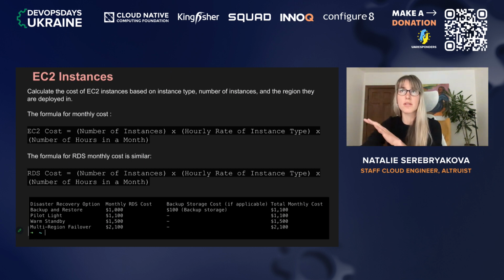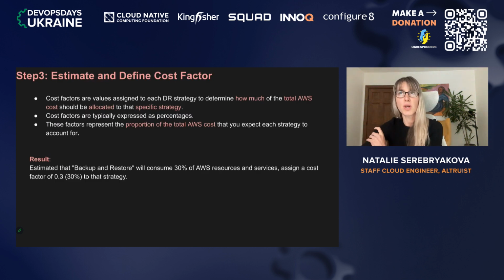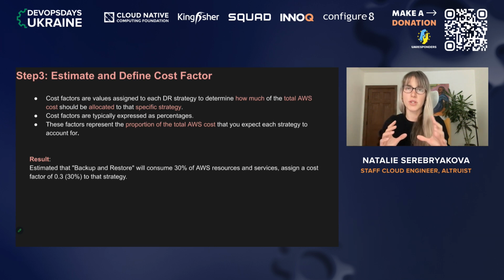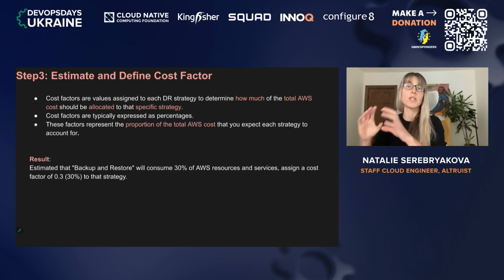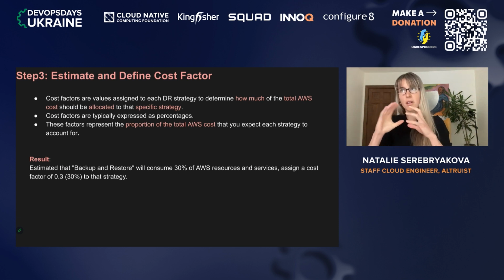Except for how much it costs, there is also something called cost factor. So cost factor is a helpful formula that helps us to allocate resources for our specific strategy. We use percentage for that, which, as I said, should not be a precise number, but it should give us an idea how much we will spend or need to budget for a specific resource. And that cost factor will be later adjusted with our overall budget for our entire AWS cost, for example.